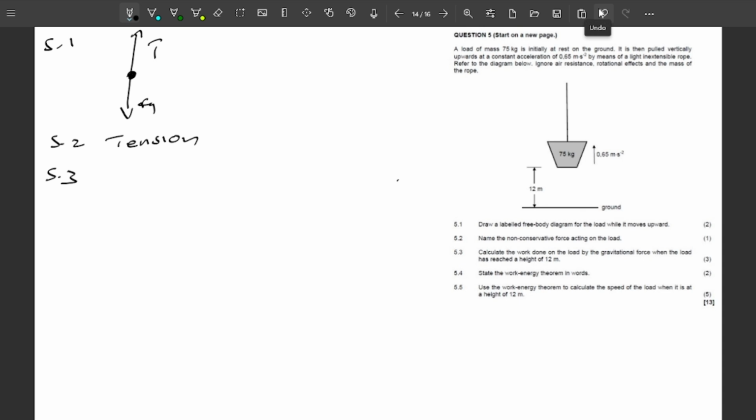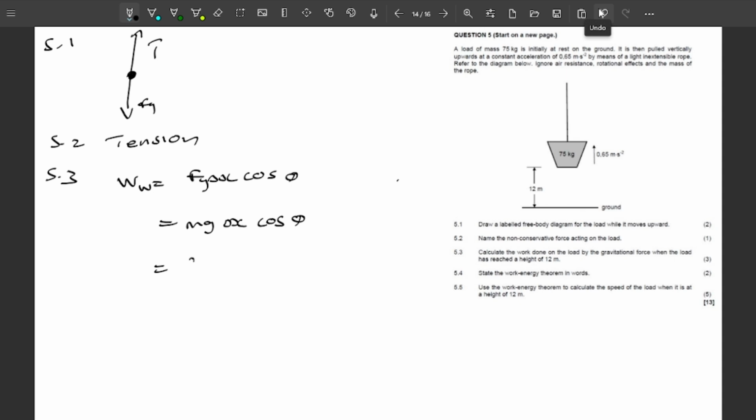Now, for 5.3, calculate the work done on the load by the gravitational force when the load has reached a height of 12. Okay, so they want us to calculate the work done on the load by the gravitational force. So the work done, we know that it's going to be F Δx cos θ, right? So we're looking for the weight. This is the Fg. Now for the force, I know it's defined as mg Δx cos θ.